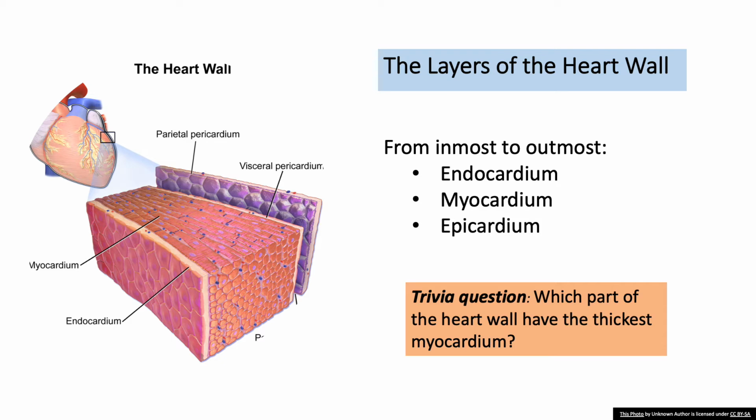The heart wall has three distinctive layers, from innermost to outermost: endocardium, myocardium, and epicardium. The heart has an inner lining called the endocardium, which is made up of simple squamous epithelial tissue lying on a connective layer. The thickest muscular layer is in the middle, which we call myocardium, formed by cardiac muscle that we will talk about in histology in the next slide.